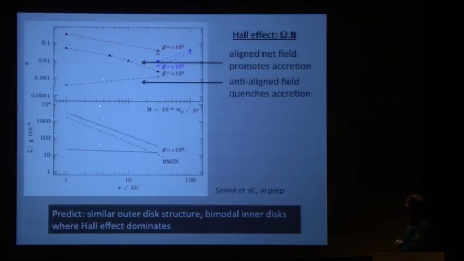These are topics we're still working on, but clearly the expectation would be that if you imagine the fields are randomly distributed when the disks form, then the outer disks might be quite similar, regardless of what the sign of the magnetic field is. But as you go into the inner disk, you could have a quite bimodal structure of the accretion flow. In one case, you have rapid inflow and low surface densities. In the other case, much suppressed inflow and much higher surface densities. So it's interesting to ask observationally whether there's any evidence for that kind of bimodality, which would be coming ultimately from this Hall MHD physics.